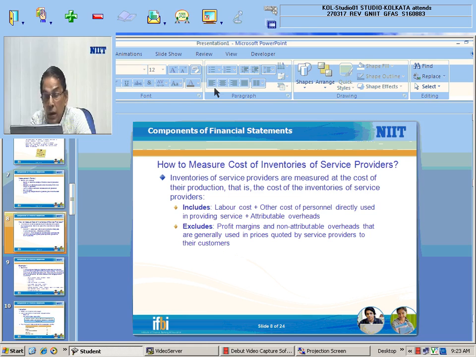But it will exclude profit margins and non-attributable overheads that are generally used in prices quoted by service providers to the customers. When the service provider is providing service to the customers, when they are quoting the cost of the service, they are also including profit margins and other non-attributable overheads in their pricing. So those profit margins and non-attributable overheads will be excluded for determining the inventory cost.